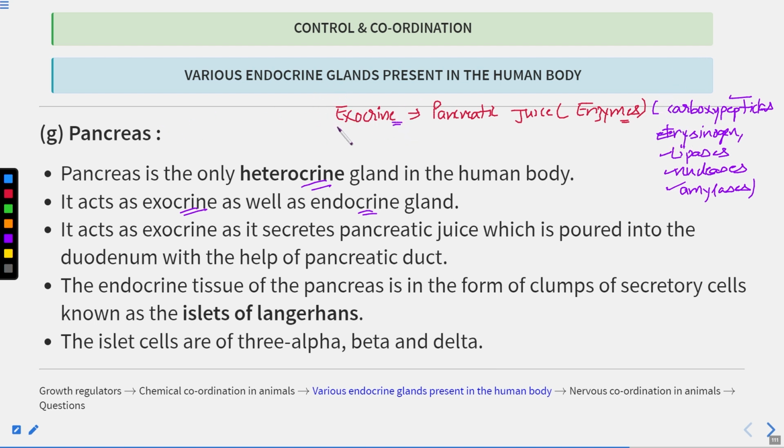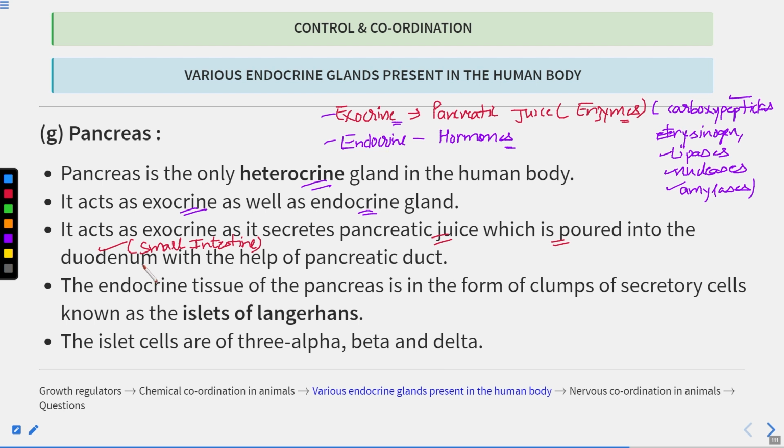So this is the exocrine function. Now, what is the endocrine function? Endocrine function is the secretion of hormones. That's why it is known as the heterocrine gland, because it is doing a dual function, exocrine as well as endocrine. It acts as exocrine as it secretes the pancreatic juice, which consists of enzymes. And this pancreatic juice is poured directly into the duodenum. The duodenum is the first part of the small intestine.